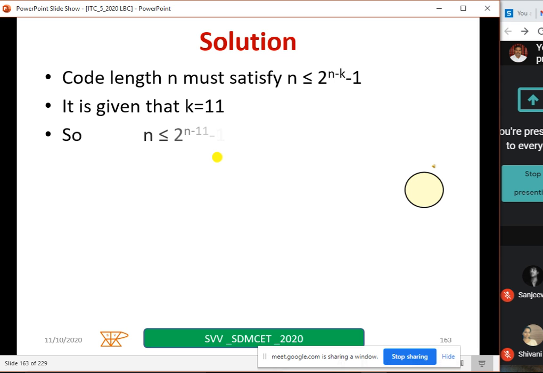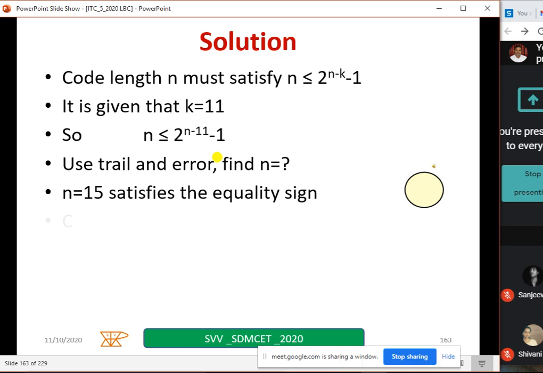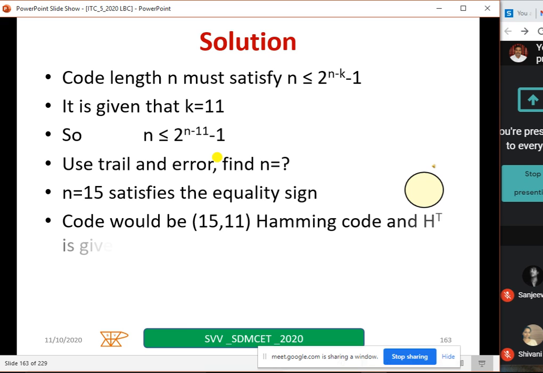Note down that the code length n must satisfy n is less than or equal to 2 raised to n minus k minus 1, and it is given that k is 11 in the problem statement. So n should be less than or equal to 2 raised to n minus 11 minus 1. This condition should be true. I use the trial and error method to find an n value. N will come around 15. So just copy down this slide, try to understand, and the code we will discuss later.